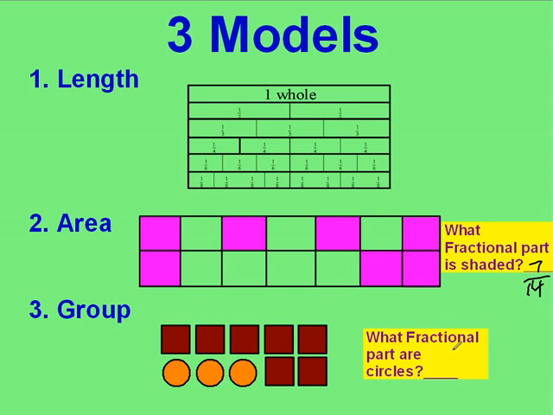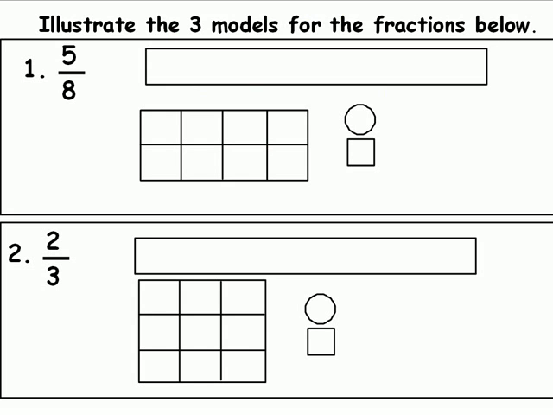We also have a group model that we can make a fraction. It says what fractional part are circles? Well, 3 out of the 10 are circles. Part over whole. So we have length, area, and group model. What I'd like for you to do now is take 5/8 and 2/3. I'd like for you to copy what's on the screen here. And then you can illustrate those 3 models, the group, the area, and the length model, using 5/8 and 2/3 as your examples.